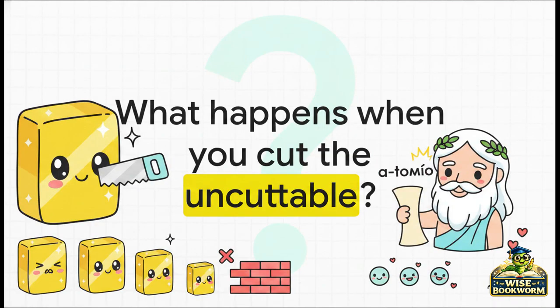So picture a block of gold. If you cut it in half, it's still gold, right? But if you keep cutting it smaller and smaller, eventually you hit a wall. What happens when you try to cut the uncuttable?